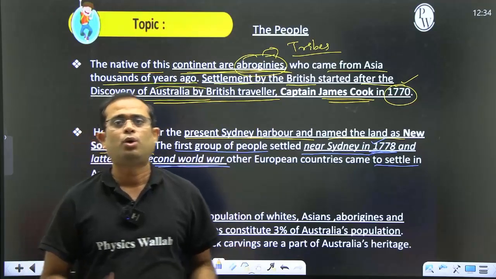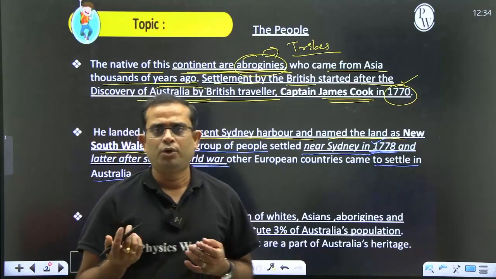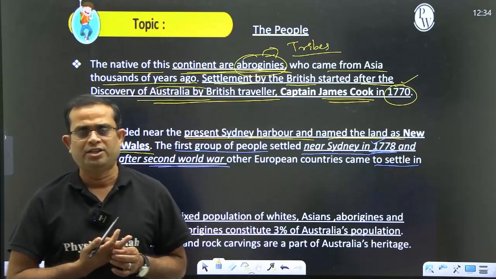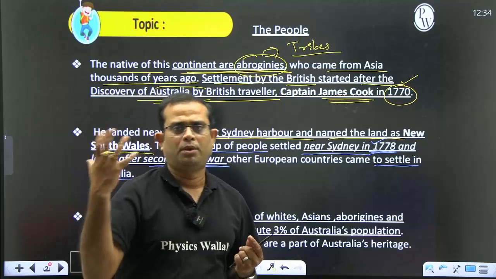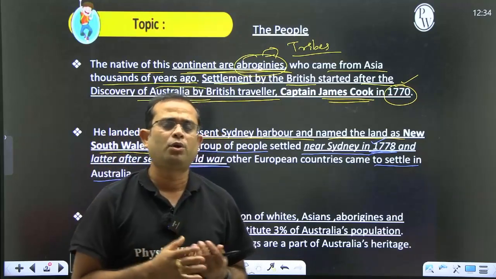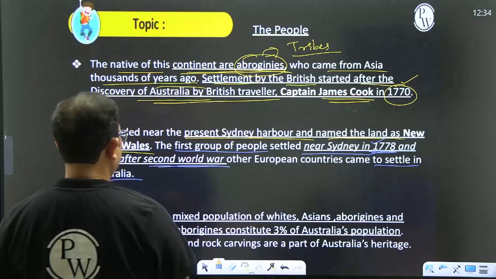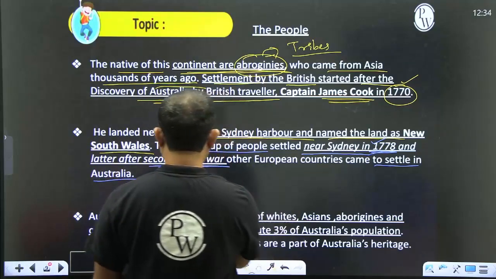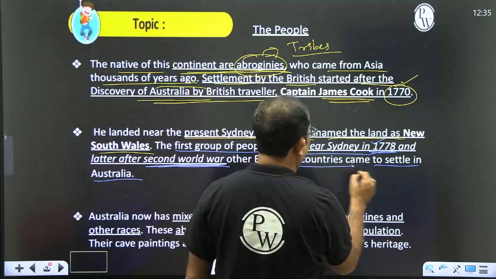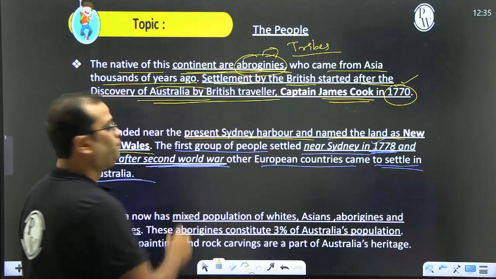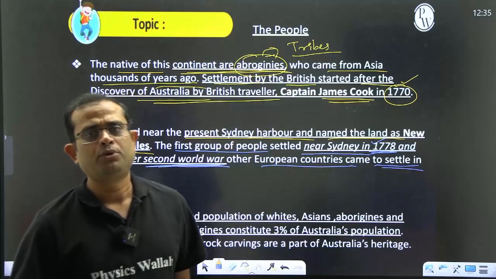The discovery of gold in the late 19th century attracted people from around the globe, mainly from Europe, to settle in Australia. Mostly after the Second World War, many European countries came to settle in Australia.